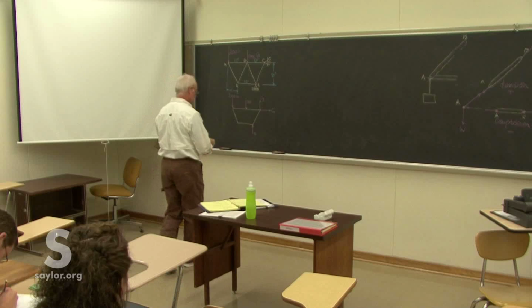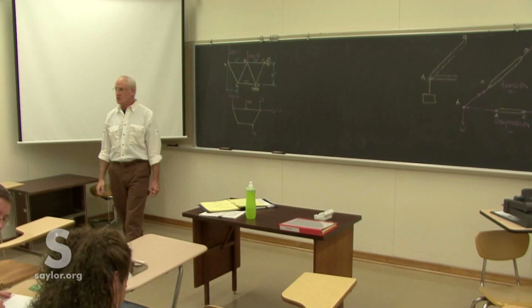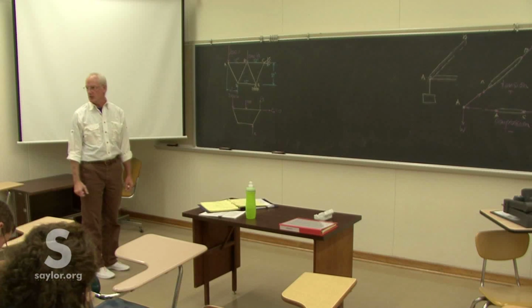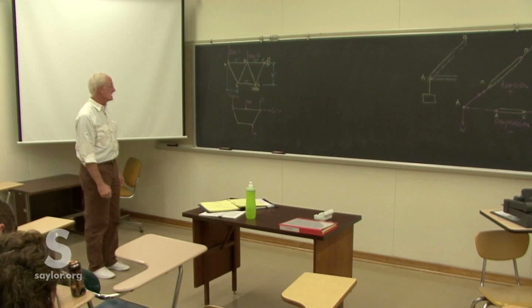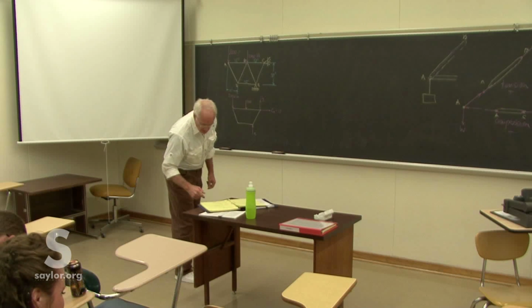Just by inspection, we know CX has got to be 0. It's not truly inspection. All you're doing in your head is summing the forces in the X direction. That's the only one. It must be 0. And so then we can solve for the other forces.